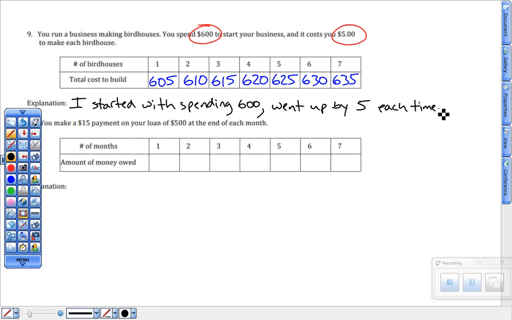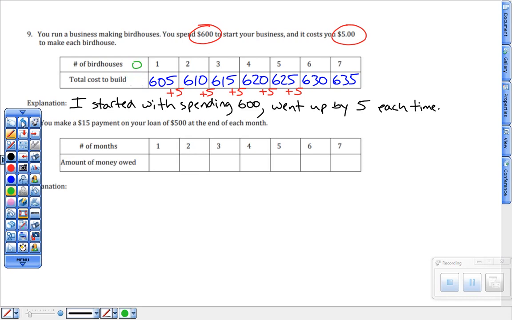And we're going to start in this class to recognize that number you're going up by, that plus 5, that is a very important number for these tables. Going up by 5, going up by 5. You need to know that if you're going up by 5 to the right, you're going down by 5 to the left. So we'll be looking at the fact that if I built 0 birdhouses, I spent 600. You need to be able to do that kind of math.